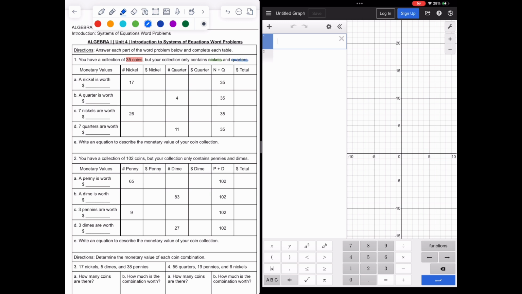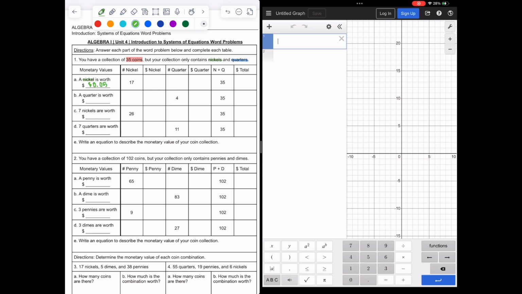However, of those 35 coins, there's only nickels and quarters. You could have any combination of nickels and quarters as long as those two numbers add up to 35. So now this is where you start to think about your monetary value. You know that each nickel is worth 5 cents. If you've forgotten how to write that as money, 0.05.